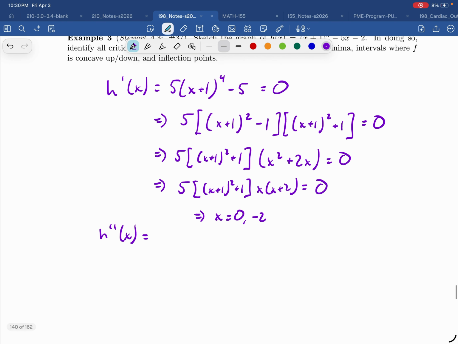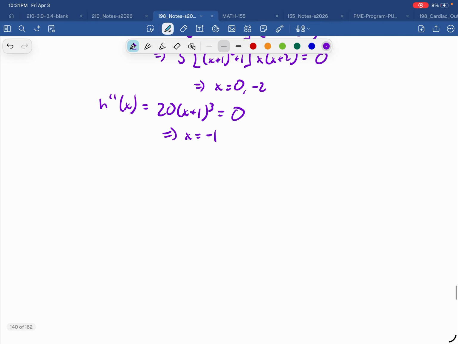Okay, now remember to make sure to take the derivative of the derivative, not of some kind of simplified version of it. So anyway, we take the derivative, we get 20(x plus 1)^3 equals 0. And that's a bit easier to work with because here we know x equals negative 1 and that's it.